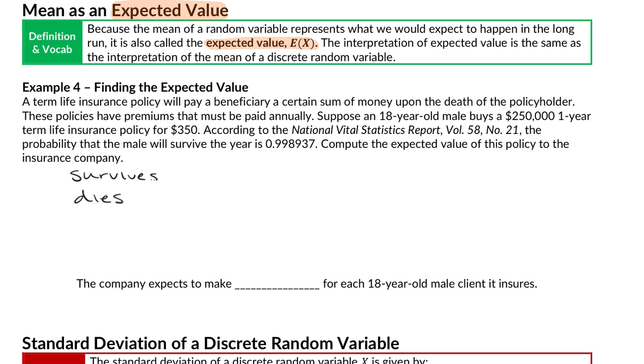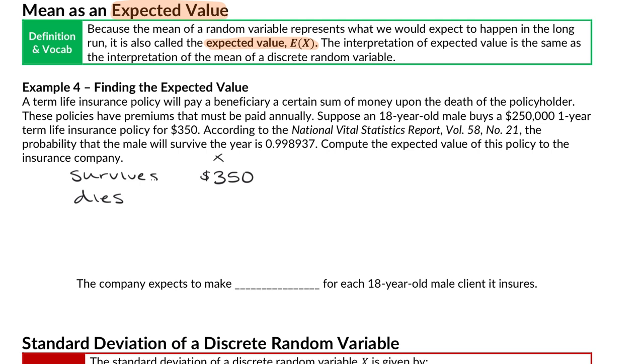If the man survives, how much money will the insurance company make off of this man? How much did he pay into the insurance policy? So if he survives, the insurance company makes $350 because he paid for this thing and he didn't need a cash out because he stayed alive.